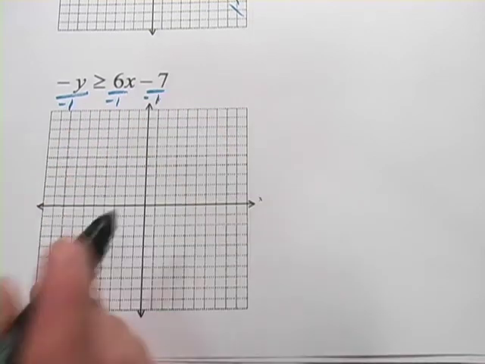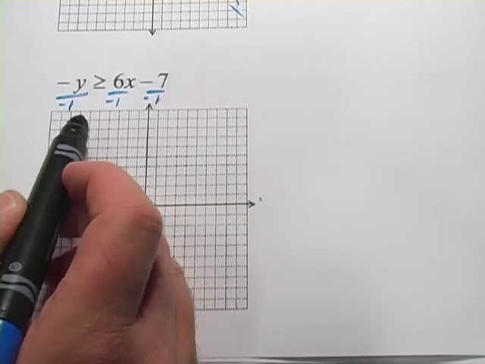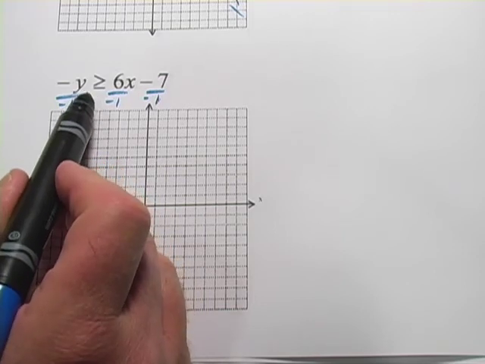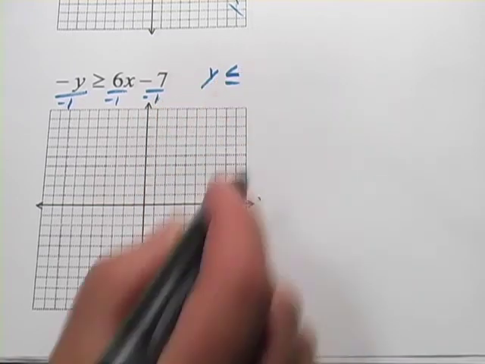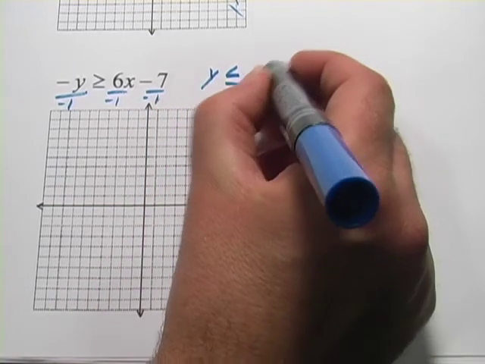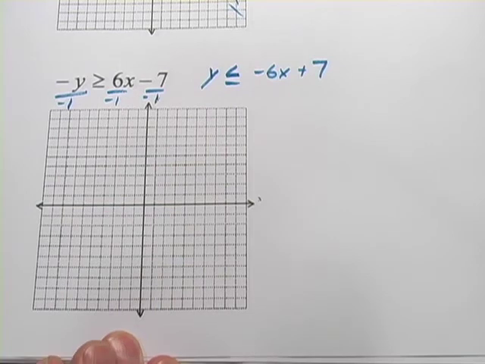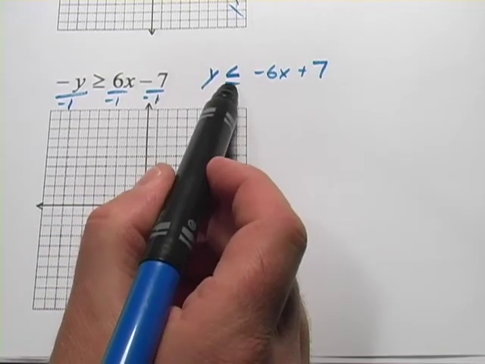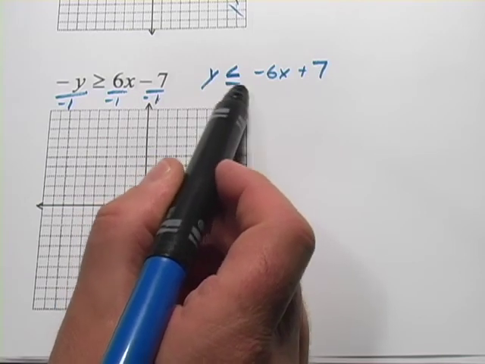All that really does is change all the signs, and then of course you'll remember when you multiply or divide by a negative, you have to flip the inequality sign. So this is actually going to come out to be y is less than or equal to negative 6x plus 7. Now we can try to graph this. The line I'm going to make here is actually going to be a solid line this time because of that less than or equal to part of it.